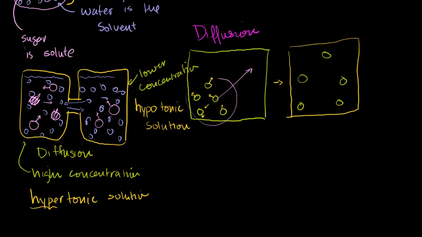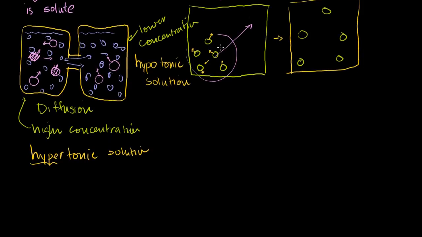So in general, with diffusion, if there are no barriers to the diffusion, like we had here, you will have the solute go from a high concentration or hypertonic solution, if they can travel, to a hypotonic solution, where the concentration is lower. Now, let's do an interesting experiment here.